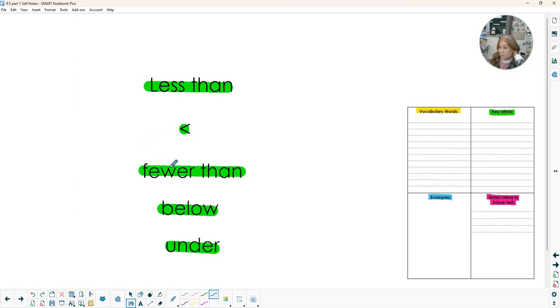So some words we need to know that might represent less than. It might not always just say this is less than. It might say it's fewer than it. It's below it. It's underneath. So those are just a few options of things we might hear that are less than another value.